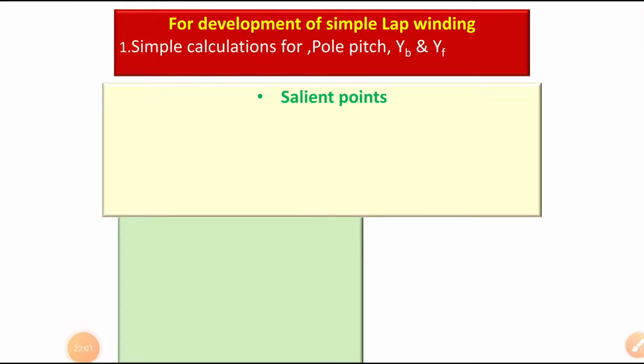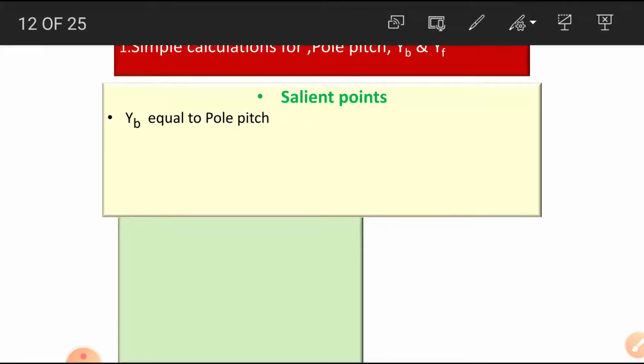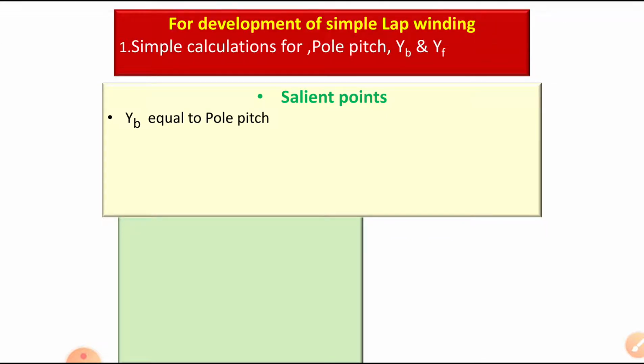Now, what are the salient points of lap winding? As we know, in lap winding the back pitch equals the pole pitch, and back pitch and front pitch differ by 1. As we know, back pitch minus 1 is equal to front pitch, and resultant pitch is equal to back pitch minus front pitch in case of progressive winding. These are some salient points regarding lap winding.